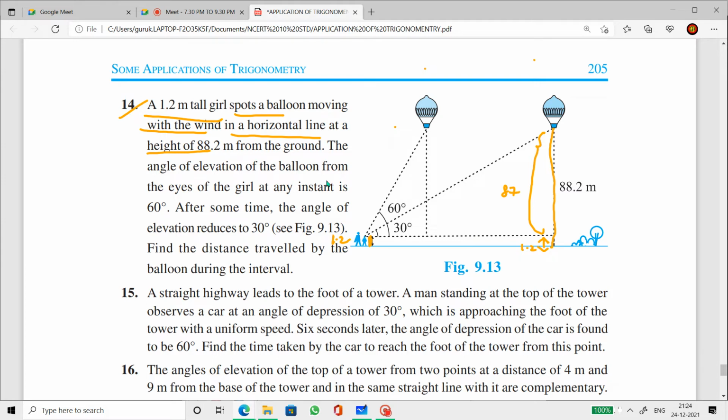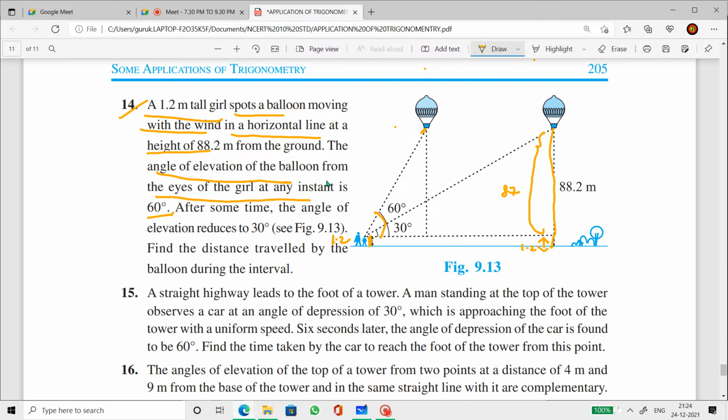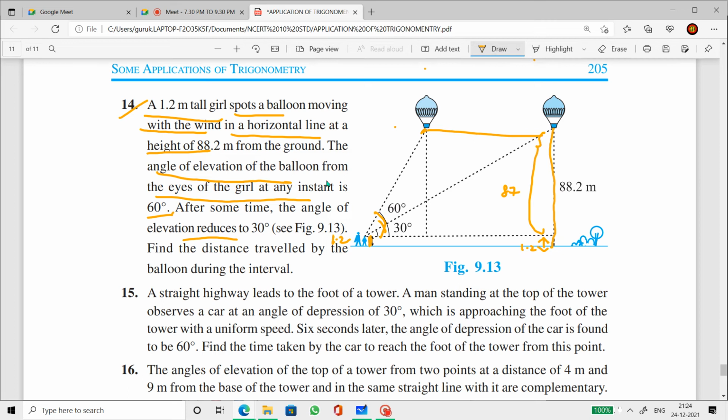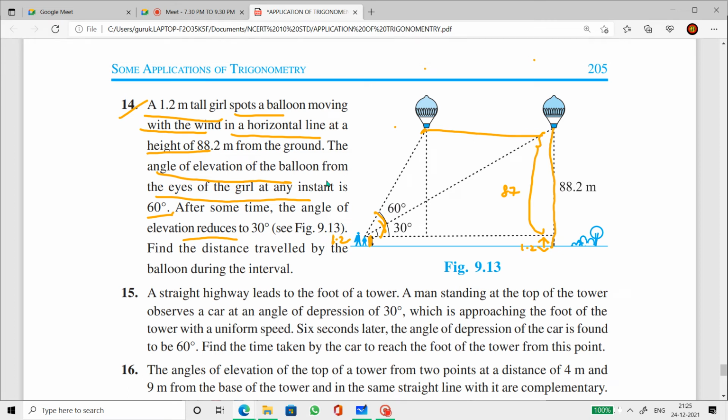So which means from the line of sight to the top of the balloon is 87 meters high. Now, the angle of elevation of the balloon from the eyes of the girl at any instant is 60 degree. So when she sees first, she finds it is 60 degree angle. And after some time, the angle of elevation reduces to 30 degree, which means the balloon has traveled farther now. Alright, so it makes 30 degree now. Find the distance traveled by the balloon during the interval. So that means we need to find this distance.